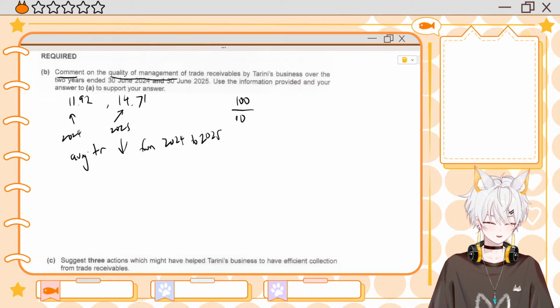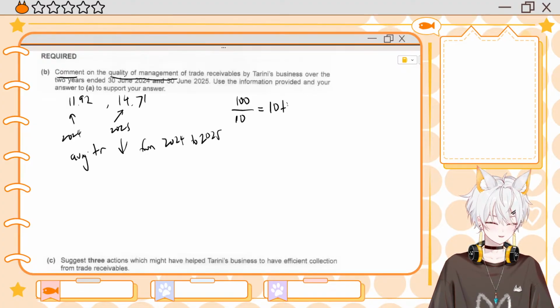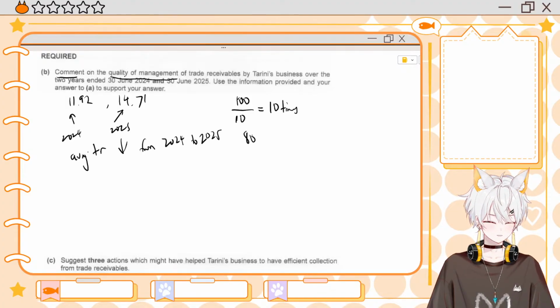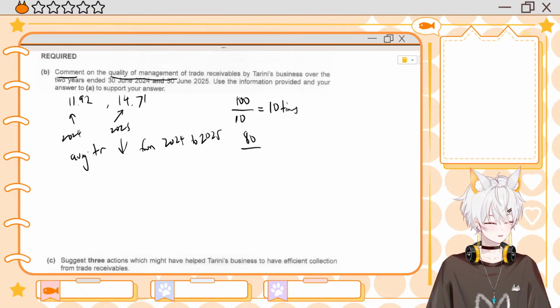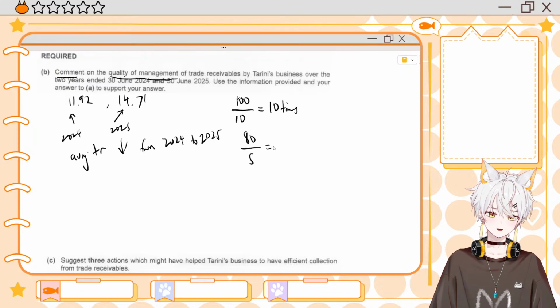Credit sales was 100, right? And average trade receivable was 10. So this will be 10 times, right? However, what if your credit sales dropped by a little bit, right? 80. However, your trade receivables dropped more, right?